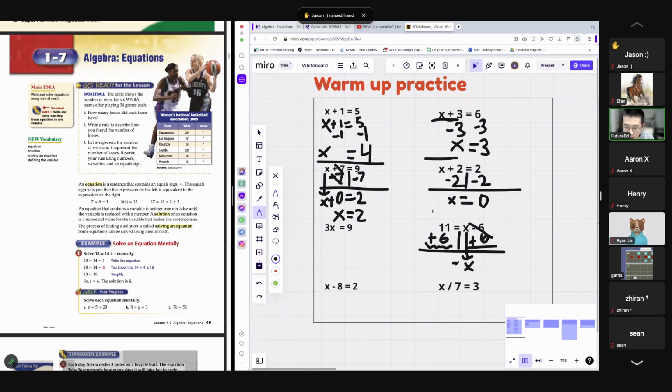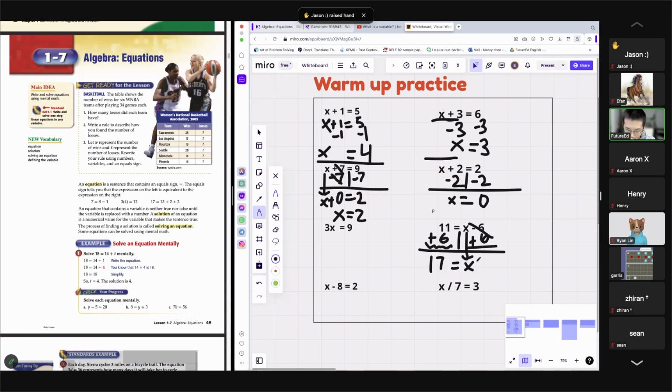What happens on the left side? Okay, the left side, it's 11 plus 6. 11 plus 6 is, oh yeah, 17, I think. 17, correct. So now we think x is equal to 17.